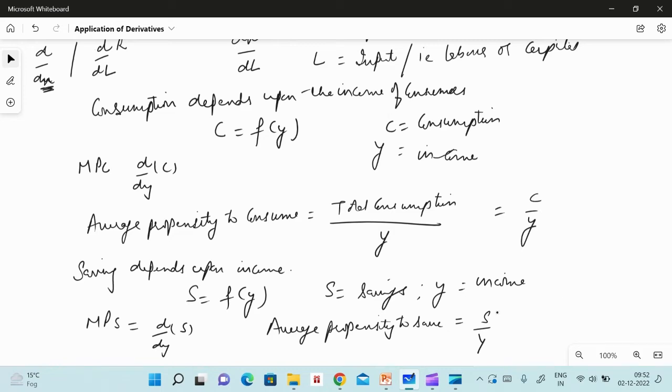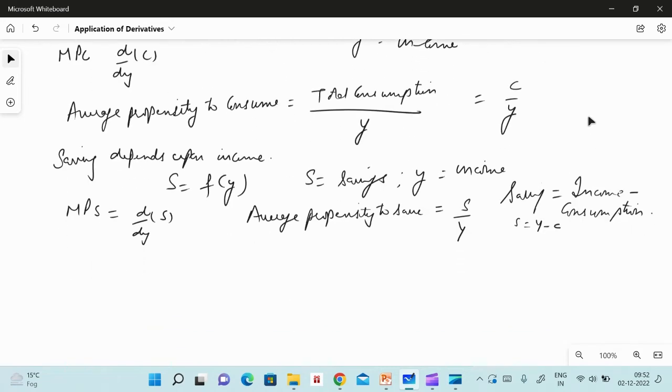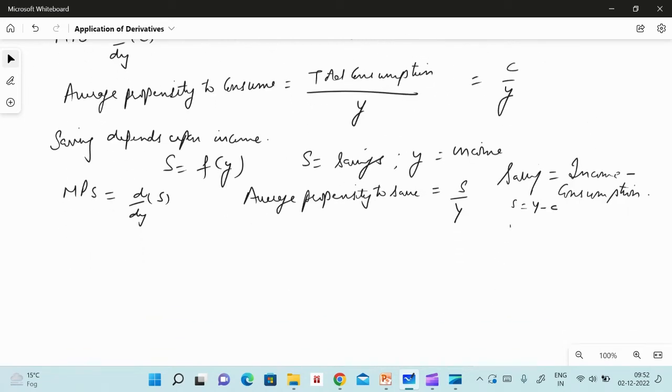In some questions saving is not given, so how will we calculate the saving? In that case, saving is equal to income minus consumption. Okay, so S is equal to Y minus C. Clear? Or in case we have to calculate income, then Y is equal to S plus C, right?